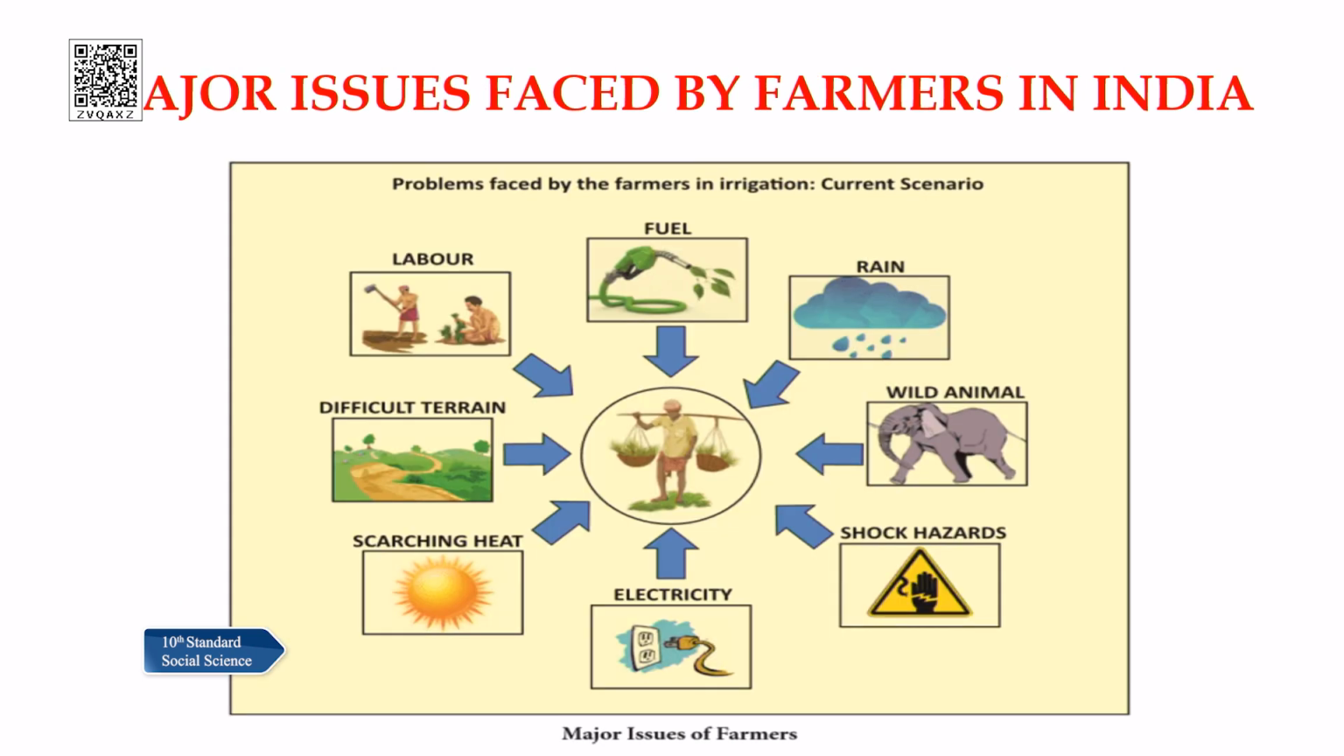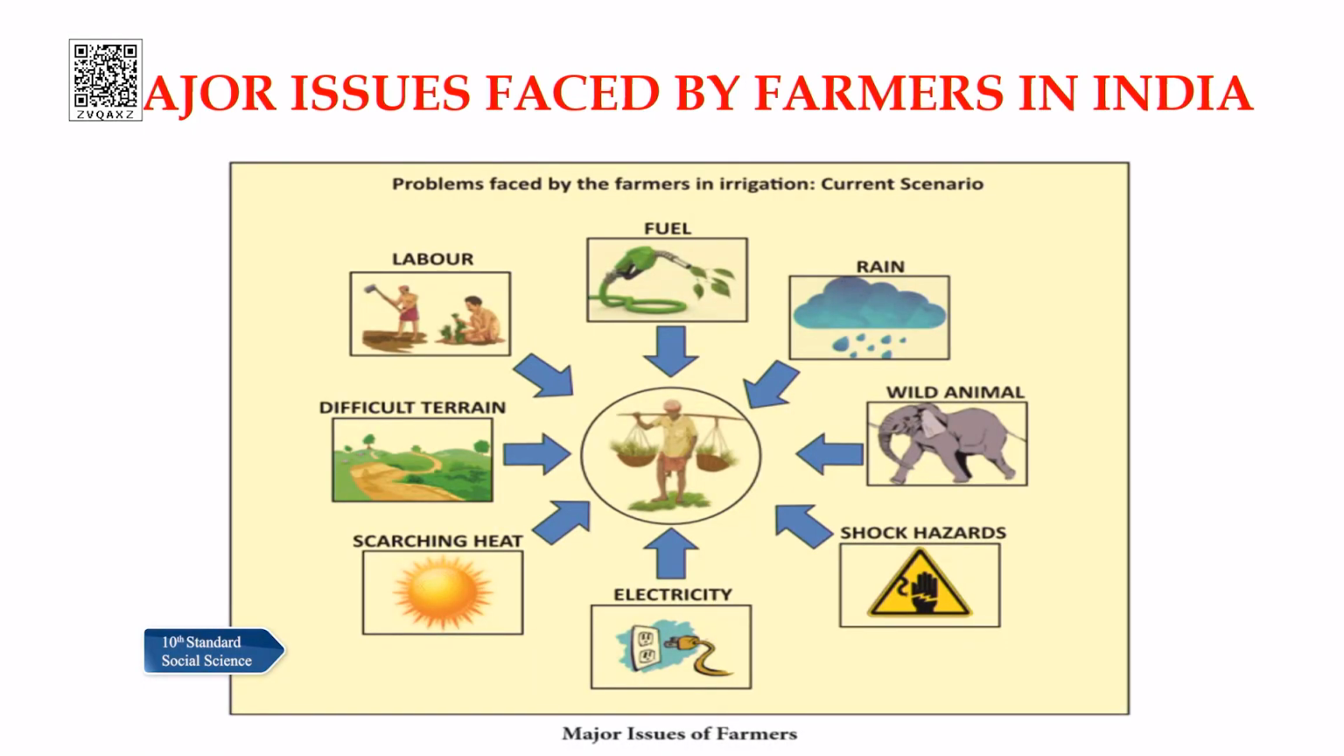And apart from that, we see that the farmers in India face major issues. What are the major issues that the farmers in India face? Now we are going to see the major issues faced by the farmers in India. The first one is small and fragmented land holdings. Second is high cost of inputs. Third one is infertile soil. Fourth one, lack of irrigation.